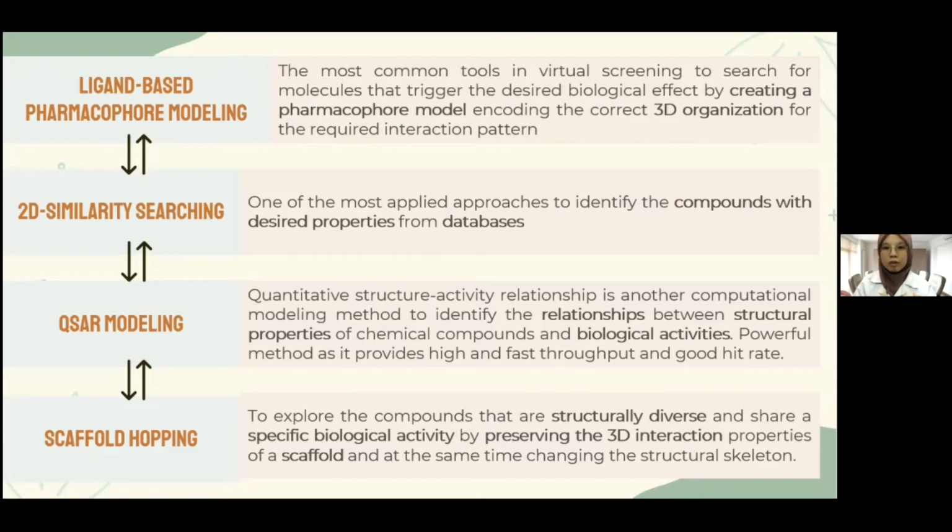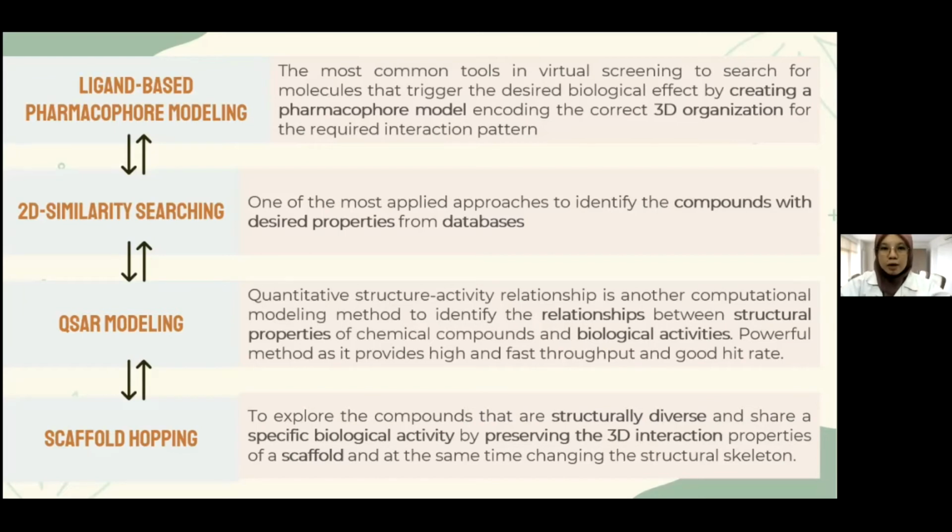encoding the correct 3D organization for the required interaction pattern with the target of interest. Next is 2D similarity searching, which is also one of the most applied approaches to identify compounds with desired properties from several databases. Other than that is QSAR modeling, or quantitative structure activity relationship. It is another computational modeling method to identify the relationships between the structural properties of chemical compounds and biological activities. This is one of the powerful methods as it provides high and fast throughput and good hit rate.